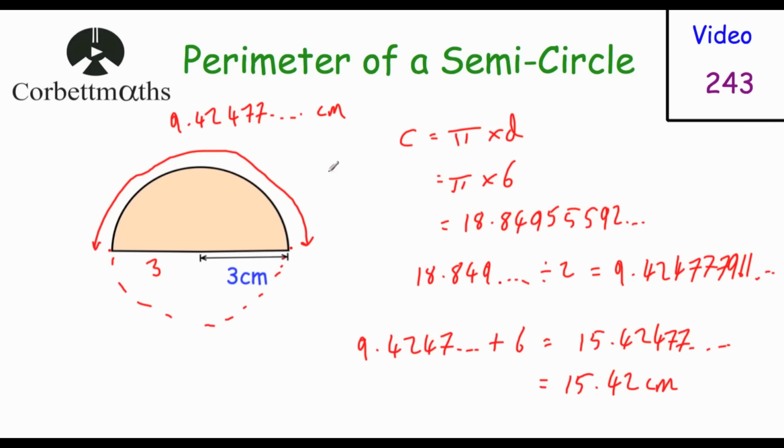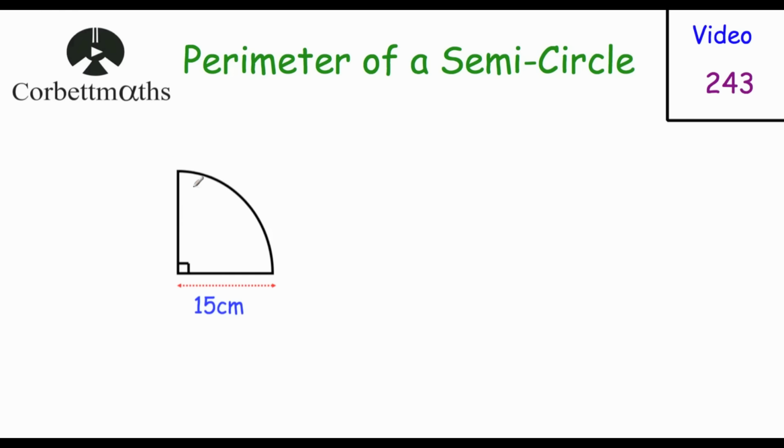It's perimeter, and our units were centimeters, and that's why I use centimeters, and that's it. So to find the perimeter of a semicircle, you find the circumference of the whole circle and then divide it by 2 to find the length of the arc, and then add on the base. This time we've got this quarter circle, and we're going to find the perimeter of this quarter circle. We'll find the circumference of the whole circle, then divide it by 4 to find the length of this arc, and then add on our 2 sides.